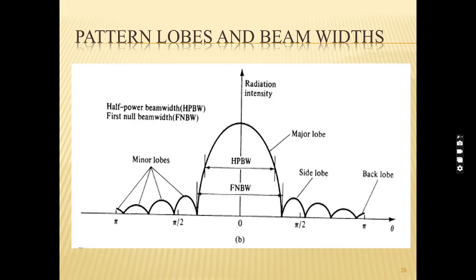So these patterns also have some radiation pattern lobes, that is major lobes, minor lobes, side lobes and the back lobes. The major lobe or the radiation lobe is a portion of the radiation pattern bounded by regions of relatively weak radiation intensity. So you can see here the major lobe, minor lobe, back lobe.